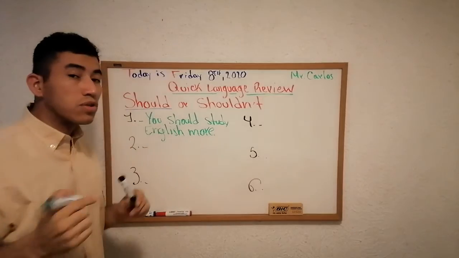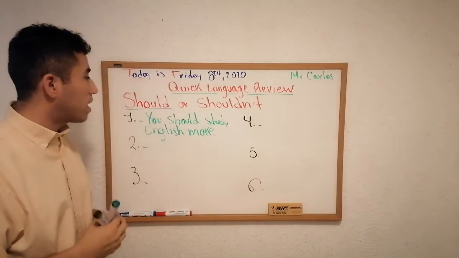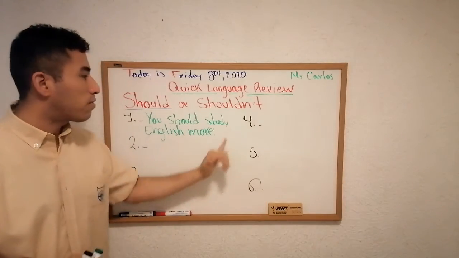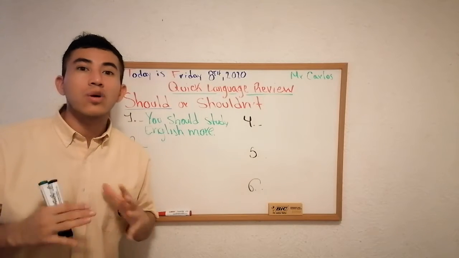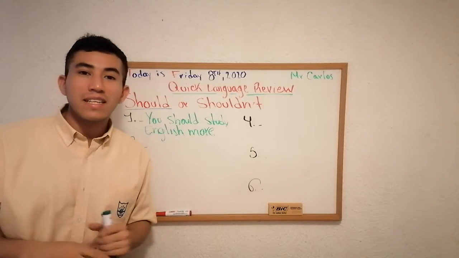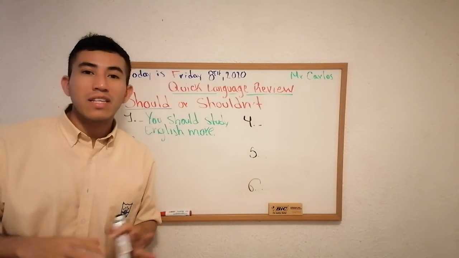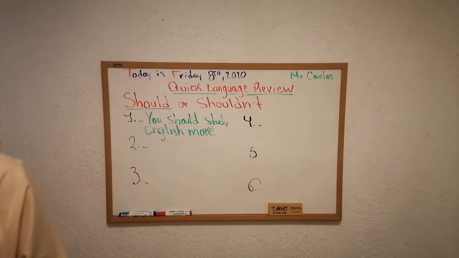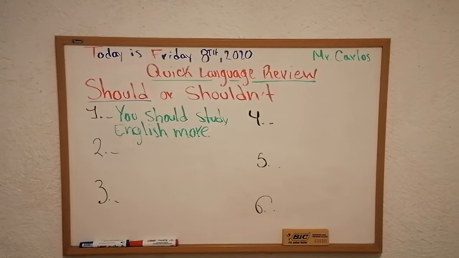See, I suggest you to study more English. Okay? You should study English more. Alright, so now you do 2, 3, 4, 5, and 6. Remember, suggestions or some advices. For this activity, I will give you some time. I will give you 10 minutes to work on this activity. Alright? Alright, you can start now.